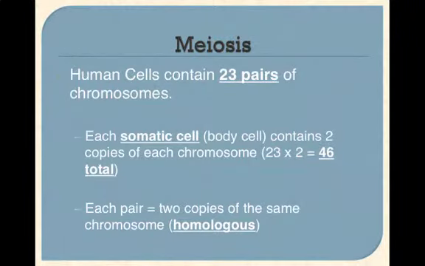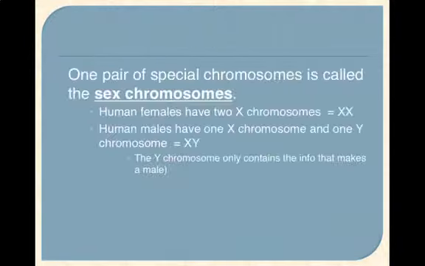So meiosis. Human cells contain 23 pairs of chromosomes. Each somatic cell or body cell contains 2 copies of each chromosome, which is 46 total. And each pair equals 2 copies of the same chromosome. They are homologous. Homologous just means the same type. One pair of chromosomes is called sex chromosomes, and in females we have 2 X chromosomes. In males, in humans, we have an X and a Y.